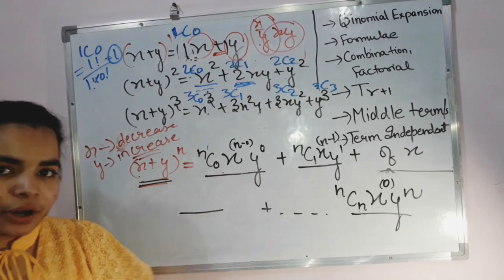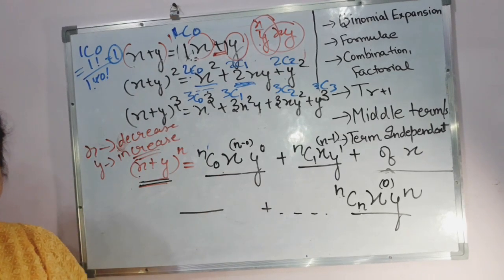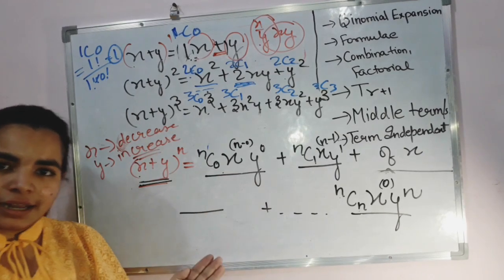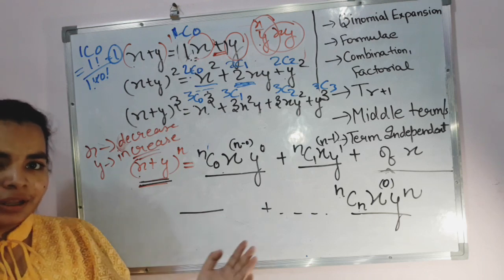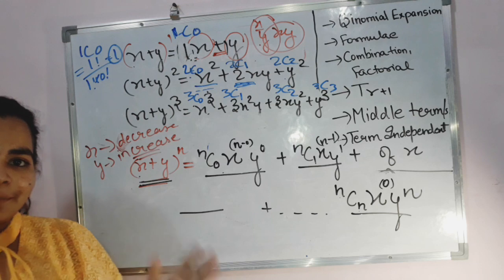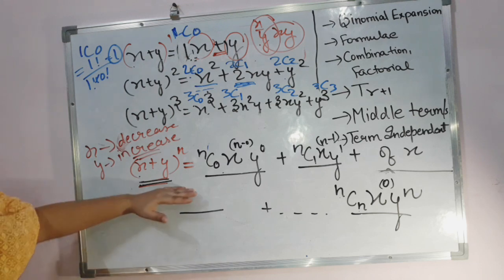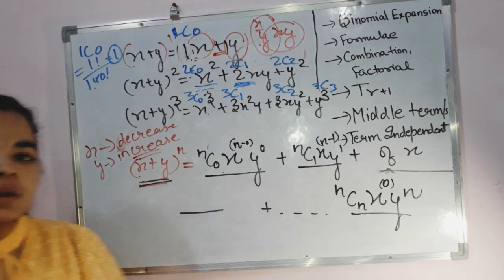So how many terms you are going to have? N plus 1. Because if you start from 1 up till n, you will have n terms. If you start from 0, that means 1 more. Up till n, then you will have n plus 1 terms. That is why this expansion will have n plus 1 terms.